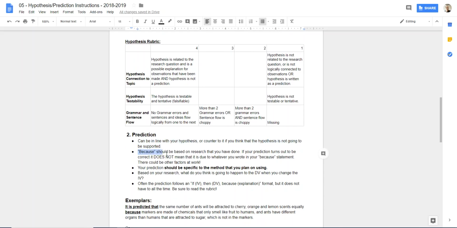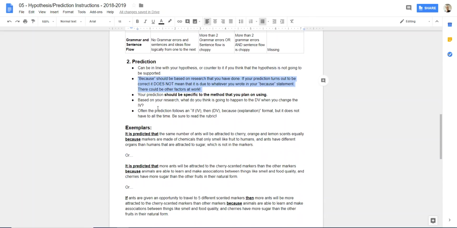You do need to have a because statement inside of your hypothesis, and it should be based on the research that you've done. So when I read your prediction, it should be pretty clear that you have learned something about your topic, and you're basing your prediction on what you have already learned and read about. Your prediction should be specific to the method. So if I'm reading your prediction and you're like, yeah, ants are going to be attracted to one more than the other, that doesn't tell me anything about what you're planning to do. I'll be more clear on that when we get down to the examples.